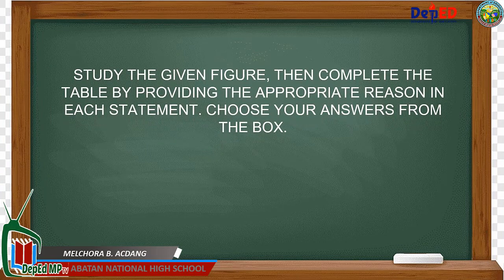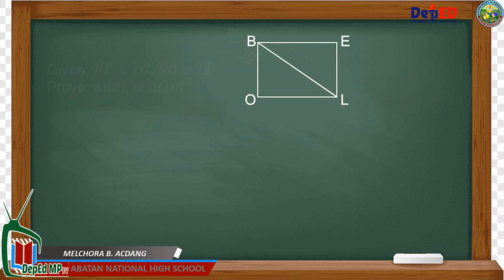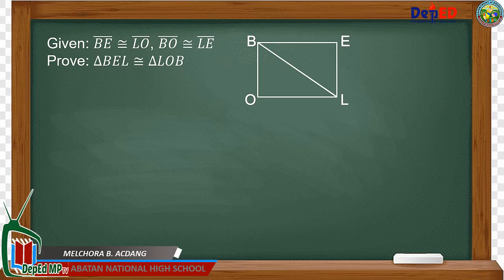Before we begin our lesson, let us answer first the following activity. The instruction is: study the given figure, then complete the table by providing the appropriate reason in each statement. Choose your answers from the box. Given are line segment BE is congruent to line segment LO, and line segment BO is congruent to line segment LE. Prove that triangle BEL is congruent to triangle LOB.